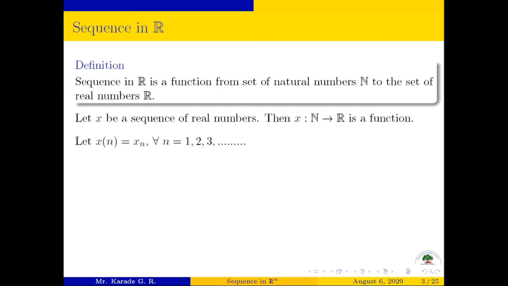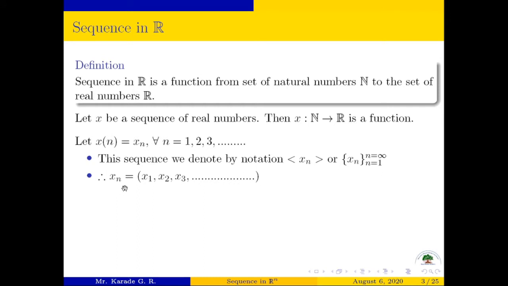Let x of n equal to xn for all n equal to 1, 2, 3. So this is the sequence function, and x of n is the value xn, and this term we call the nth term of that sequence. This sequence we can denote by another notation. We can use this notation to denote a sequence, or we use this notation. Inside the curly bracket we write xn, and n runs from 1 to infinity. Small n is a natural number, it runs from 1 to infinity.